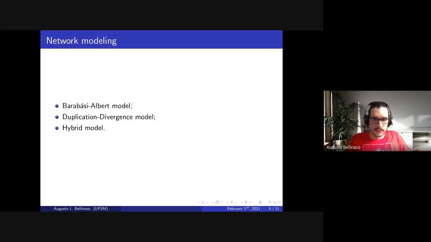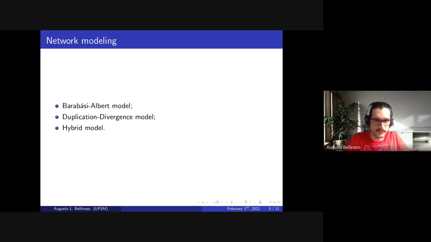And to understand the evolutionary mechanisms of networks, some models have been proposed. The first one is the Barabasi-Albert model. It was the first model proposed to reproduce and understand how networks evolve, and it was based on the network of the World Wide Web, the internet, and introduced two concepts.